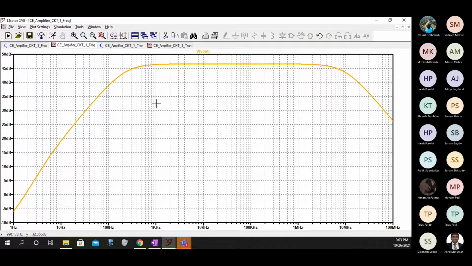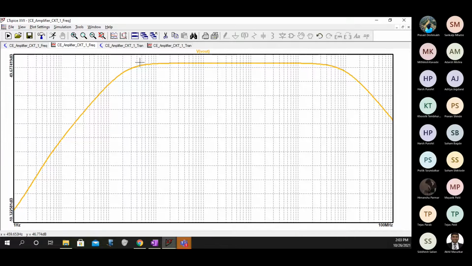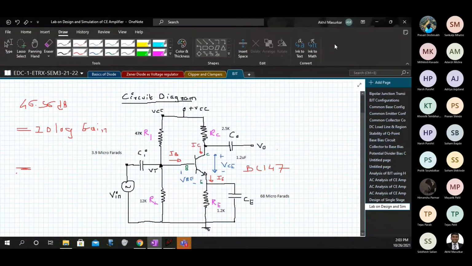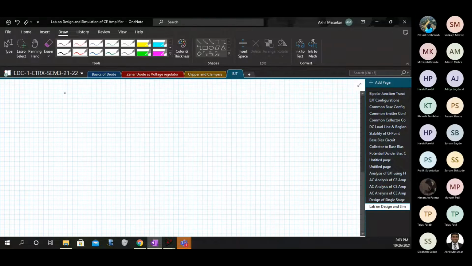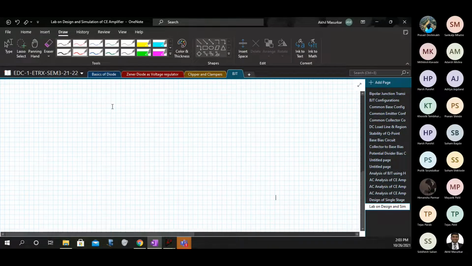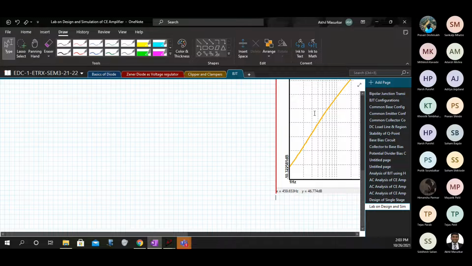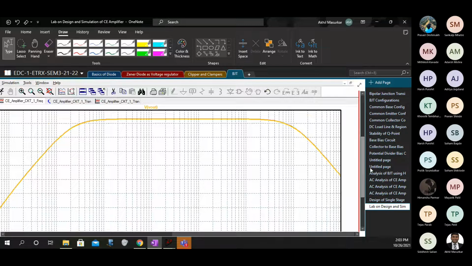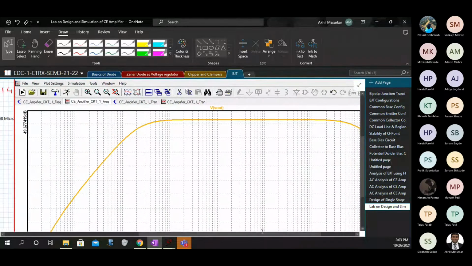So if this is our graph, and if we take this in our editor, how can we calculate the gain and the bandwidth? That is the question. So let's address that. Okay, so this was our graph.